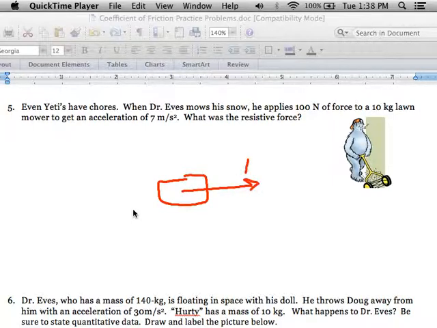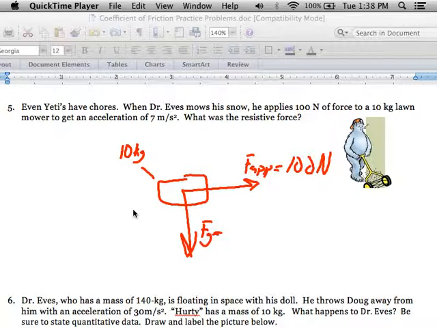So we put down F app equals 100 newtons. Okay, to a 10 kilogram lawnmower. So I know that my mass here is going to be 10 kilograms. So if this is 10 kilograms, then I can also calculate my force of gravity, which would simply be my mass times acceleration. In this case, gravity is our acceleration. So I would have 98 newtons, or negative 98 newtons.